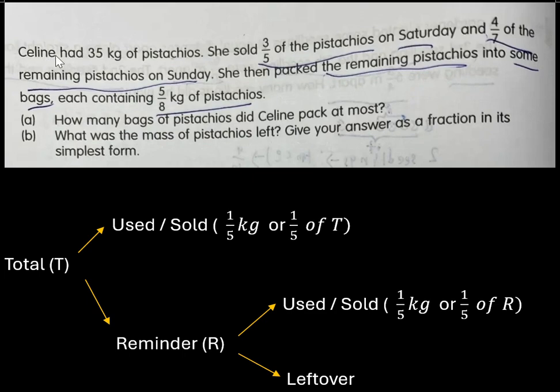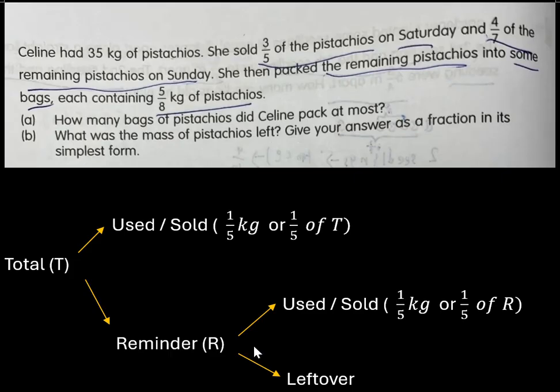Hi. This type of question is actually pretty common in PSLE. Usually what they will give you is an initial total amount. Then they will give you a condition that the character in the question will use or sell a certain amount of the total. And what you need to do is to find the remainder.